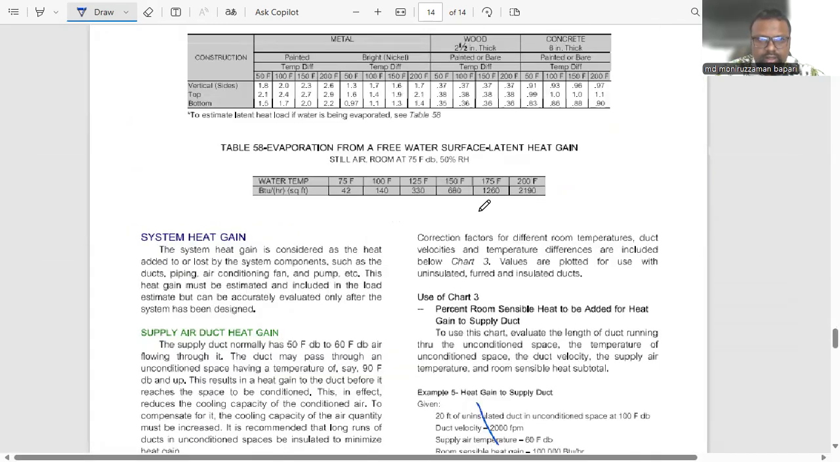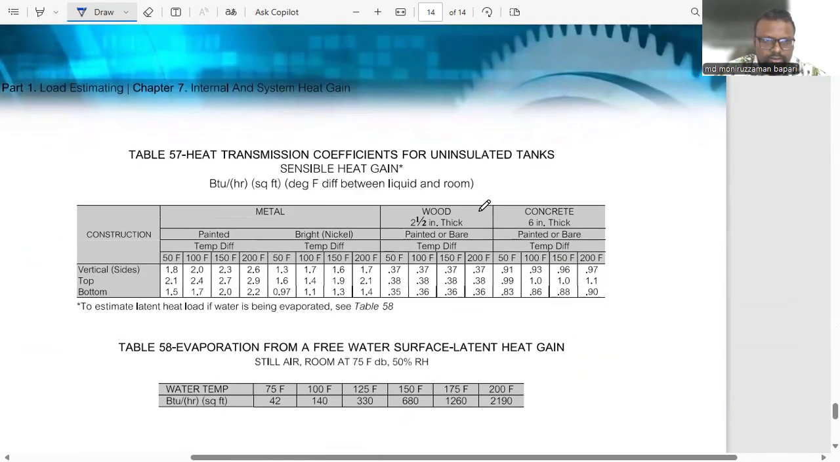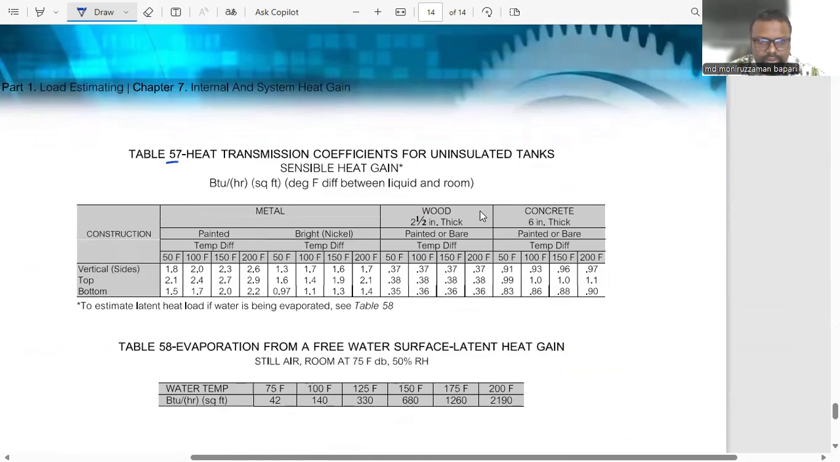Okay. Yeah, this one. This is table number 57. This is about the heat transmission coefficient for uninsulated tanks, and the unit is BTU per hour per square foot per degree Fahrenheit of temperature difference. So for instance, the construction can be metal, wood, or concrete. The hot surface, let's say, of a machine. If it is made of wood, you consider this. If it's concrete, you consider this. If your machine is made of metal, which is usually the case, you can consider this. And then is it painted or bright nickel? Let's say the machine is bright nickel.